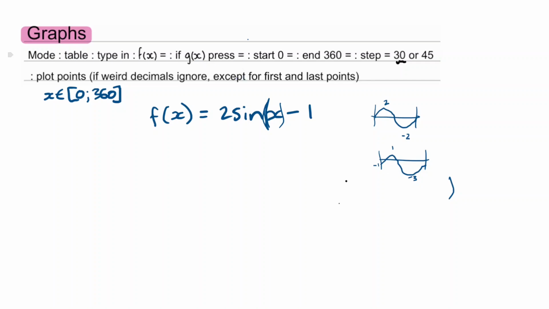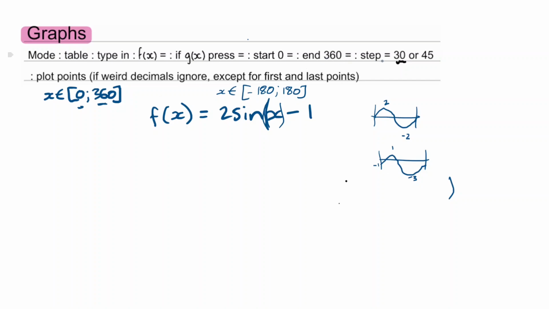I prefer to work with one graph at a time with the unique step that that graph might need. And then press start wherever they tell you. So in this case, and in most cases, it's 0 to 360. But if the graph did start with something like this, then start with minus 180, press equals. End will be wherever they tell you to end. So again, in this case, it's going to be 360 equals.